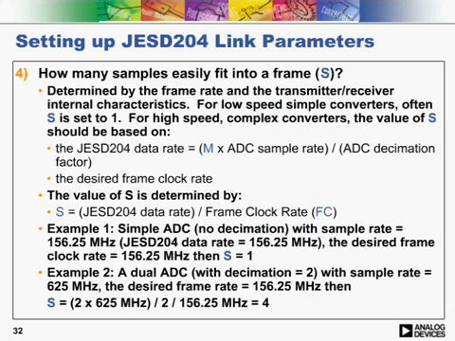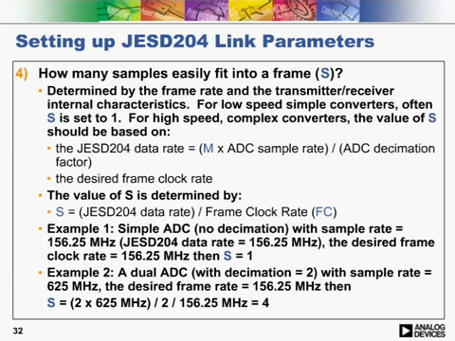Next, we need to ask how many samples will easily fit into a frame, which would be S. This is determined by the frame rate and the transmitter-receiver internal characteristics. In low-speed simple converters, S is often set to 1. For high-speed complex converters, the value of S should be based on 2 things. The JESD204 data rate, which equals M times the sample rate over a decimation or interpolation factor, and 2, the desired frame clock rate. The value of S is then determined by dividing the 204 data rate by the frame rate. Let's look at some examples.